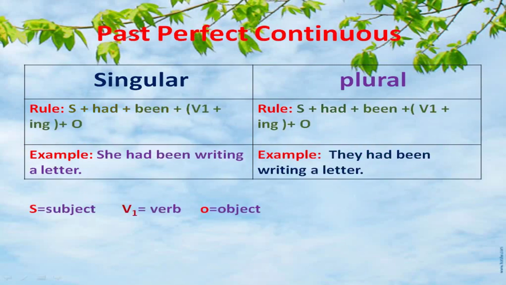Next one, past perfect continuous tense. Singular form, rule is subject plus had plus been plus V1 plus ing plus object. Mind it, here V1 plus ing is there, means it is any time continuous tense. That is verb form. And then see here, example for this singular form, she had been writing a letter. Same in plural, same formula, subject plus had plus been plus V1 plus ing plus object. Example, they had been writing a letter.